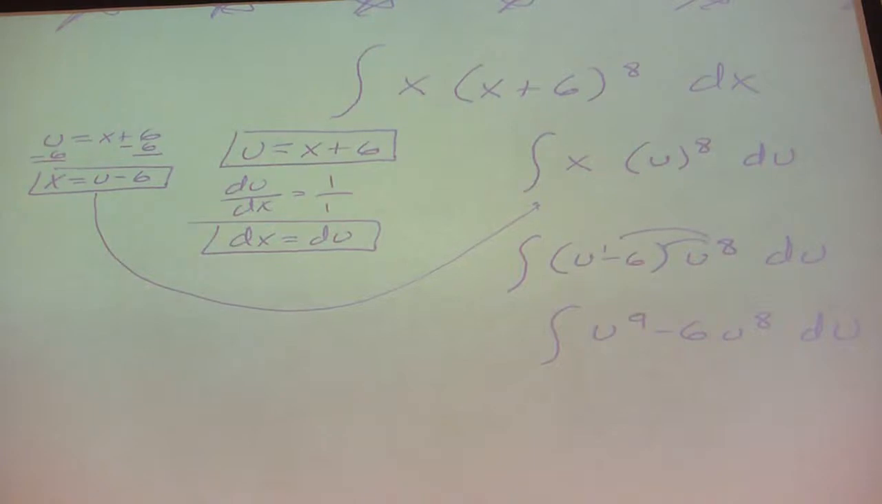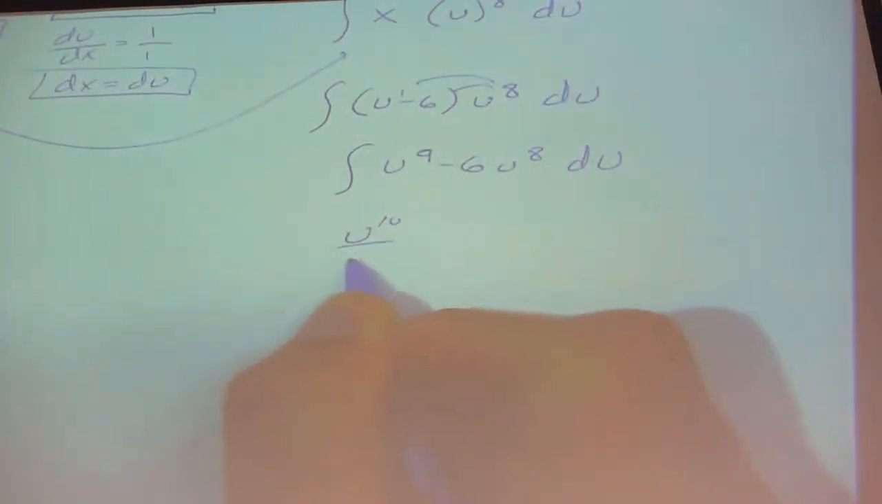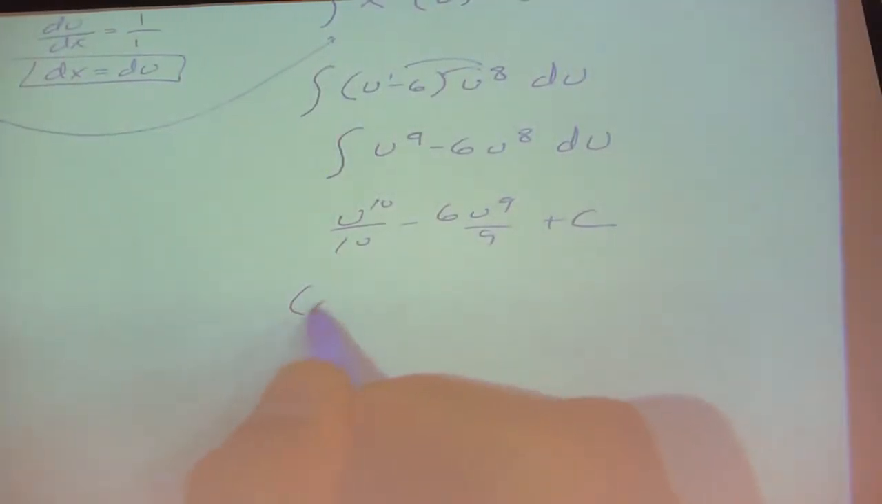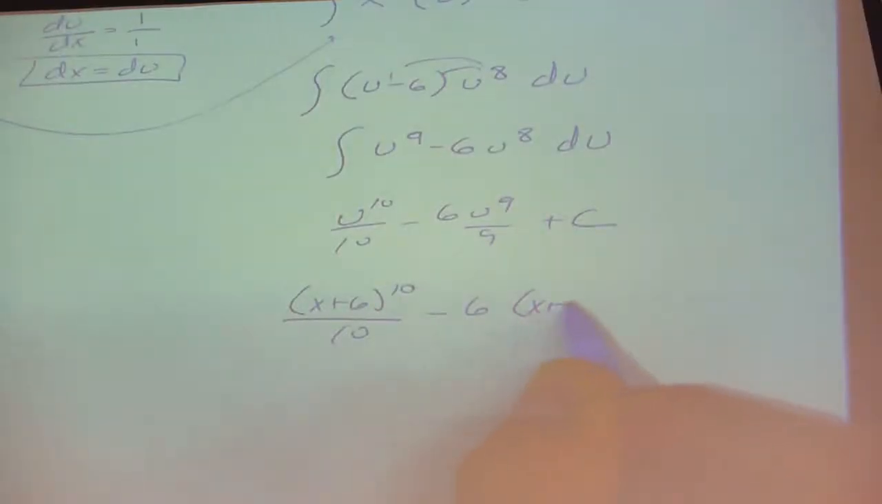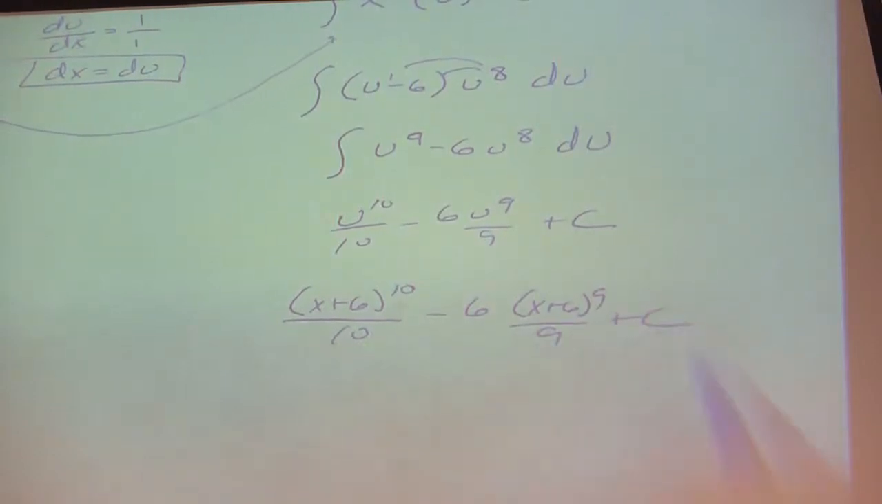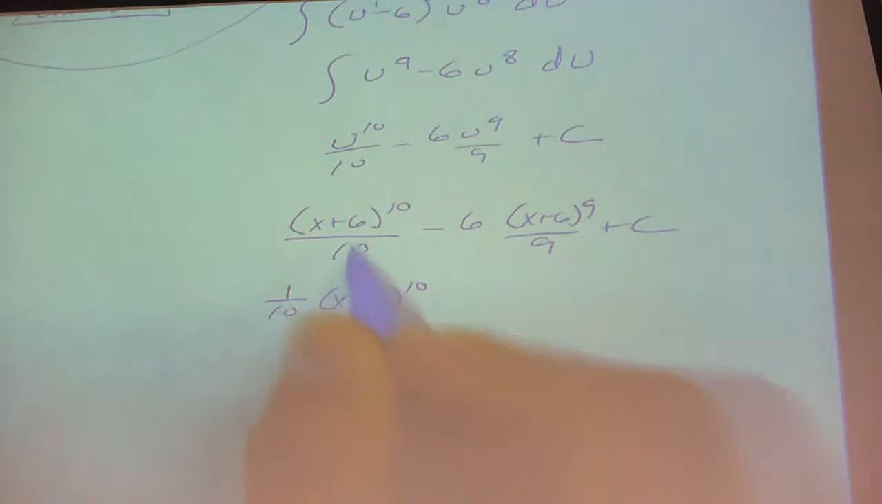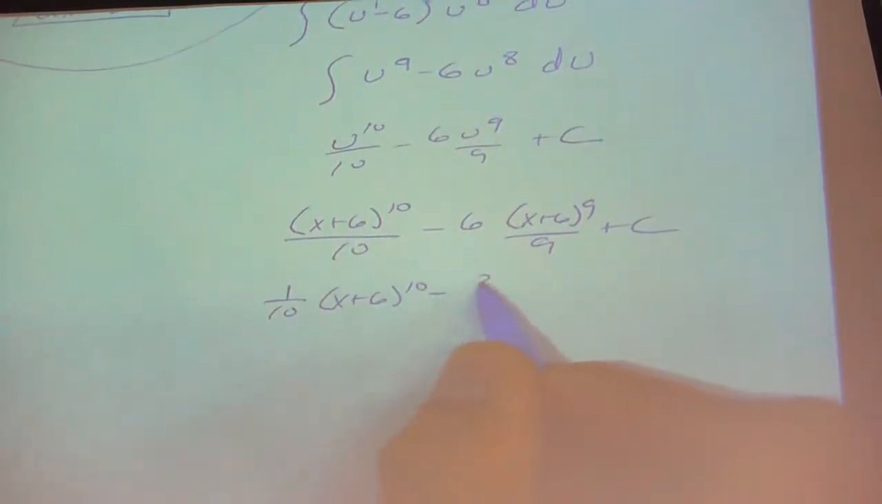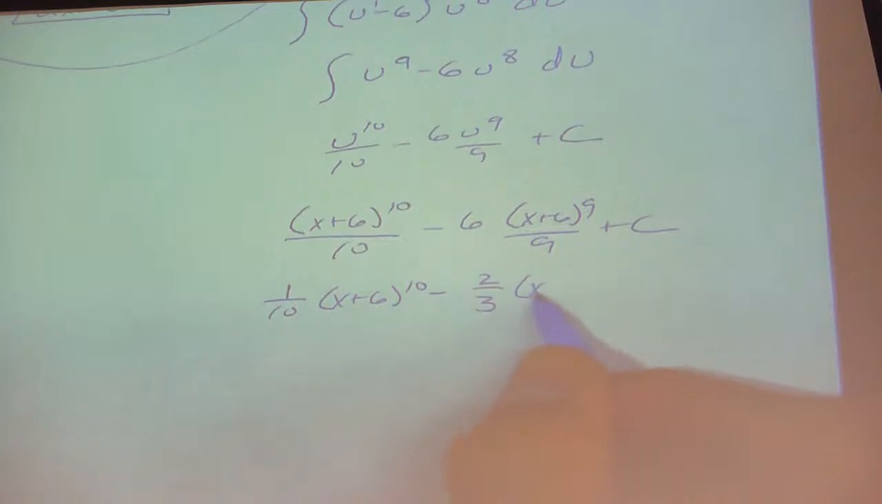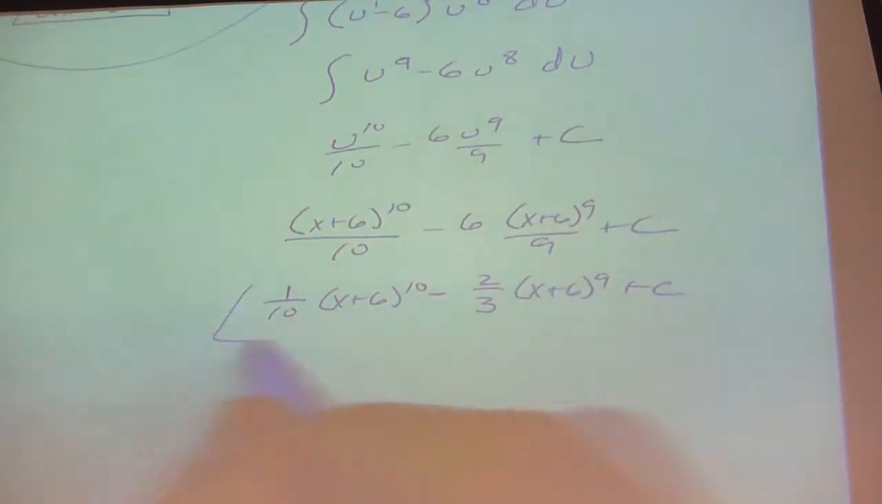Okay, when you take the integral, this is going to be u to the 10 over 10. The 6 stays, u to the 9 over 9 plus c. Your final answer will be (x plus 6) raised to the 10 over 10, minus 6 times (x plus 6) to the 9 over 9, plus c. I would clean it up just a little bit more. I'd probably say 1 over 10 times (x plus 6) to the 10, or you could leave it the way it was. But this simplifies to 2/3 (x plus 6) raised to the 9 plus c.